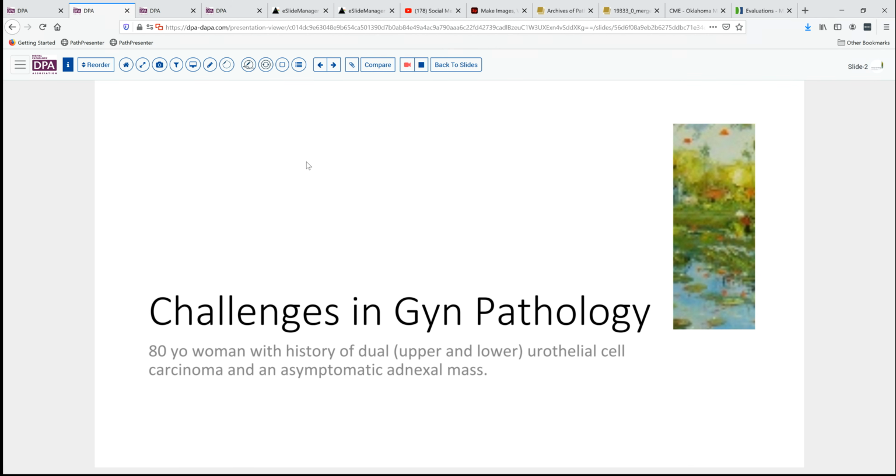Our case today comes from the realm of GYN pathology. It's an 80-year-old woman who has a history of both upper and lower tract urothelial cell carcinoma. These were several years ago, and she now has an asymptomatic adnexal mass, unilateral.